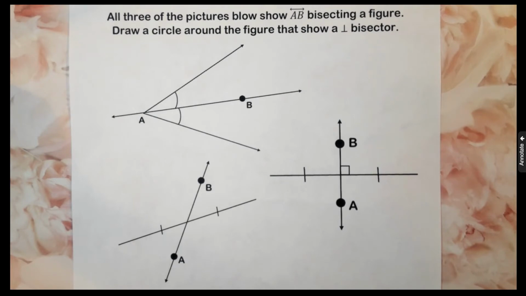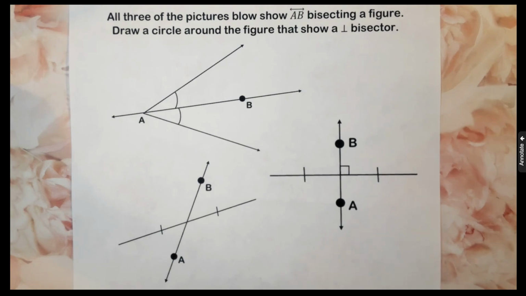For the last thing on your notes, all three pictures below show line AB bisecting a figure. Draw a circle around the figure that shows a perpendicular bisector. So for some reason, students often think that every bisector is a perpendicular bisector. I think because they're confused by the upside down T symbol and the word perpendicular.